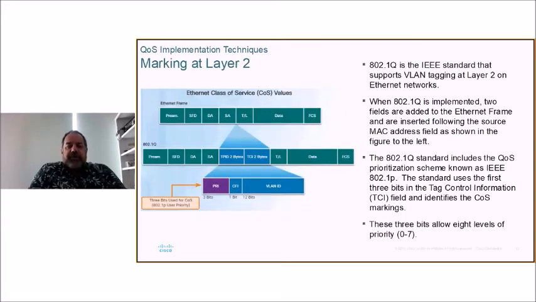Okay, so marking at layer 2, 802.1q. We have spoken about that when it comes to VLAN tagging, but the 802.1q has actually got several purposes. When it's implemented, 2 fields are added to the Ethernet frame and are inserted following the source MAC address field, as shown. The standard includes a QoS prioritizing scheme known as 802.1p. The standard uses the first 3 bits of the tag control information field and identifies the QoS markings. So these 3 bits allow 8 levels of priority from 0 through to 7.